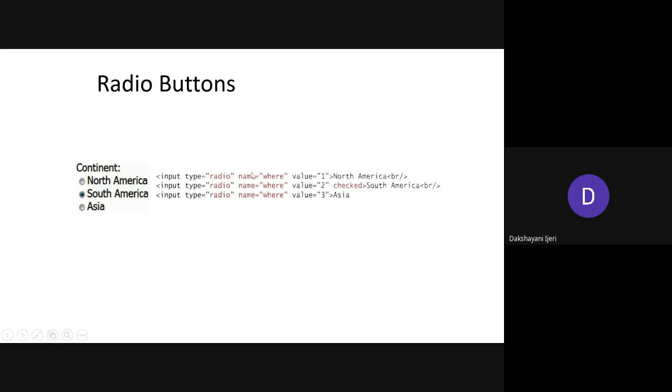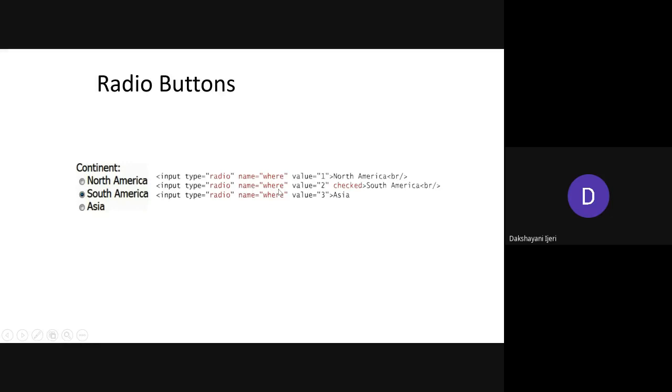In this case, you can see the name attribute has the value where for all the three options. But how are you going to distinguish the one chosen by the user? That is with the values that you have taken for the value attribute. Here the value attribute has the values 1, 2, and 3. So if the user selects this option, the query string will be constructed as where equals 2, and it will be sent to the server side to tell that the user has selected this option with the value 2 and the name attribute where.